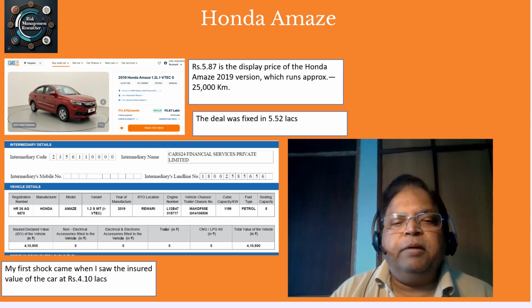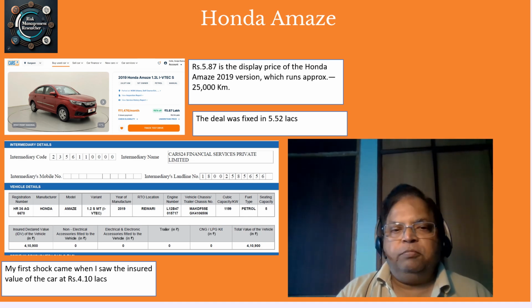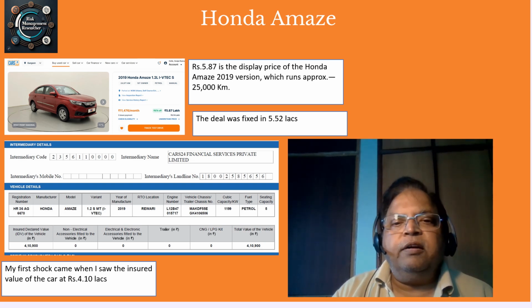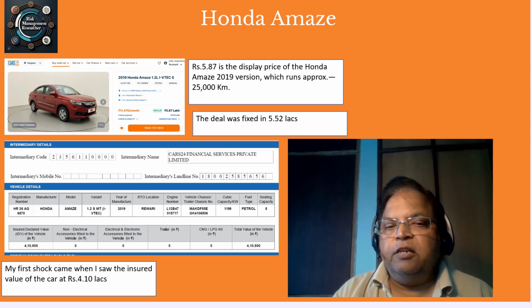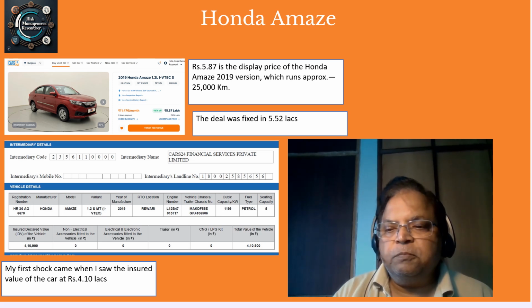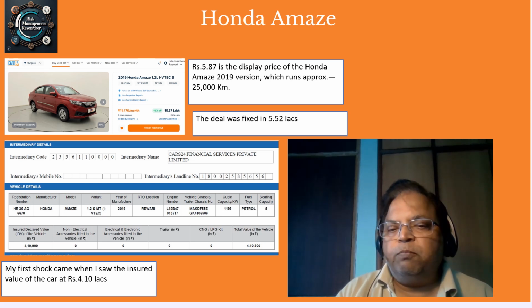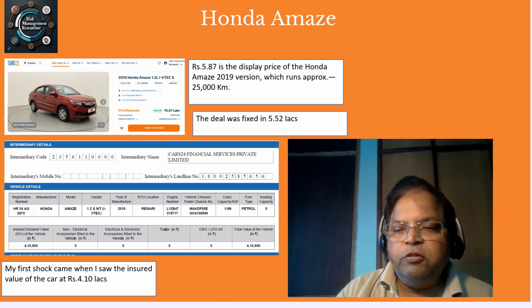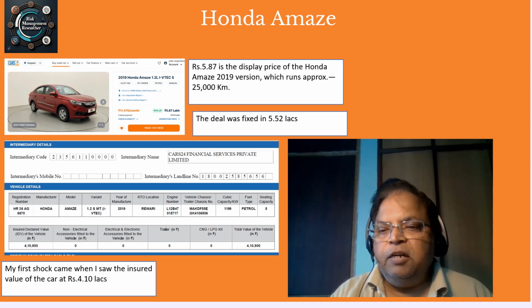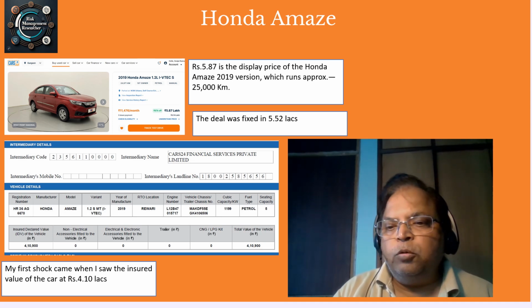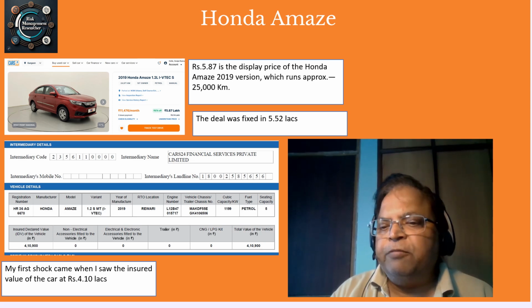It means that my car is highly underinsured, whereas it is the duty of the dealer to insure the car at 5.52 lakh at which the deal is done. But I tell you that they cannot do this, because every car has got its value, and that's where these dealers play the trick. So that was my first shock, 4.10. I had a communication with the dealer, but they were not able to convince me, so I left it.